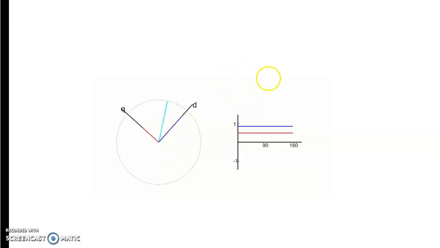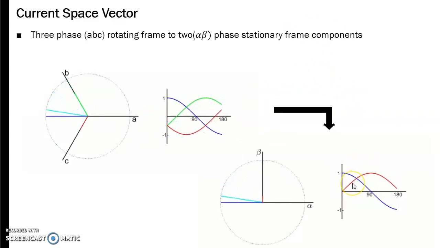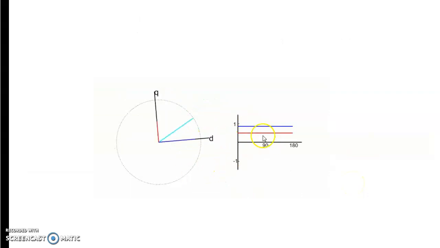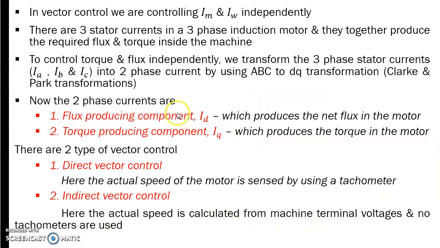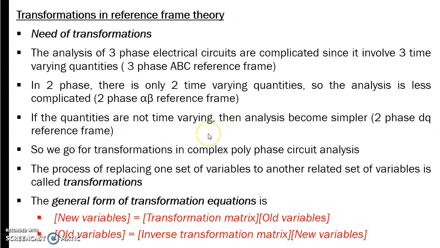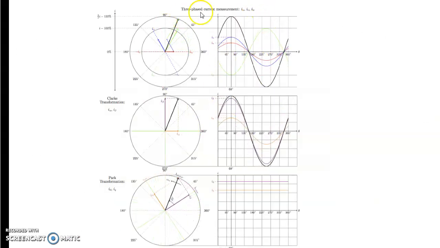So the transformation is like this: ABC to alpha beta, then alpha beta to DQ. The total transformation is ABC to alpha beta to DQ. So now it is the ABC to DQ transformation. You will get D and Q currents. The ID component is the flux producing component, and the IQ component is the torque producing component. This is the entire structure.